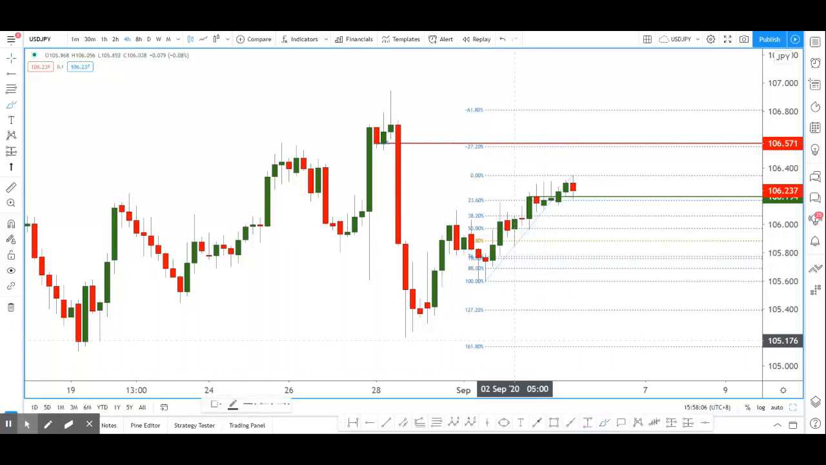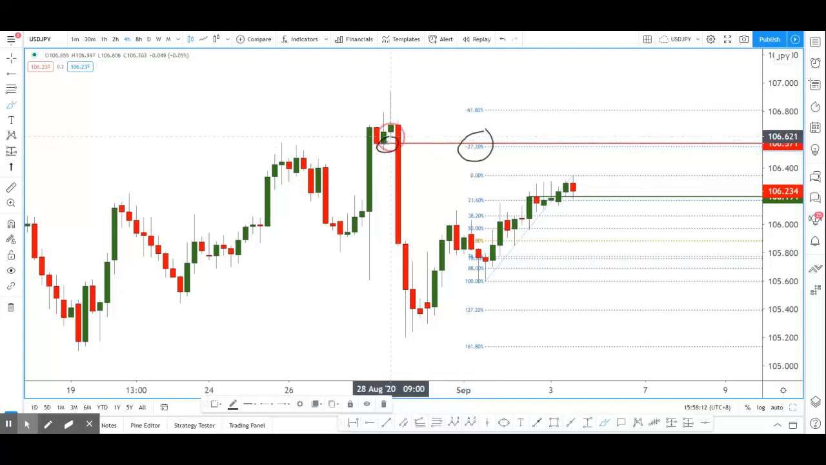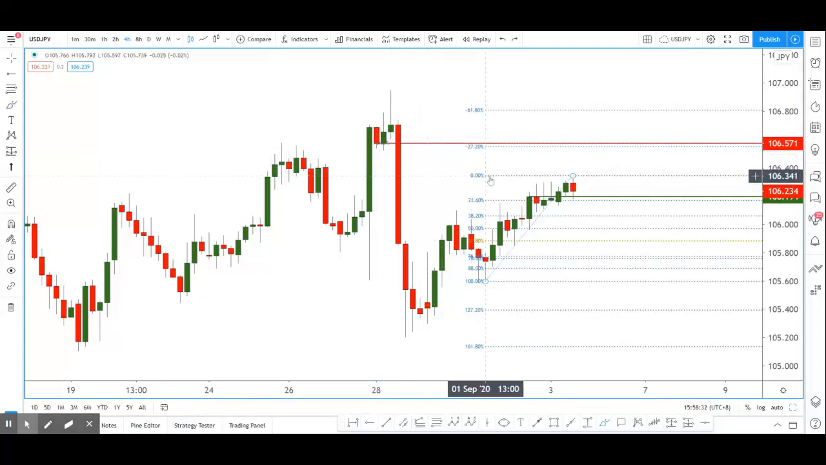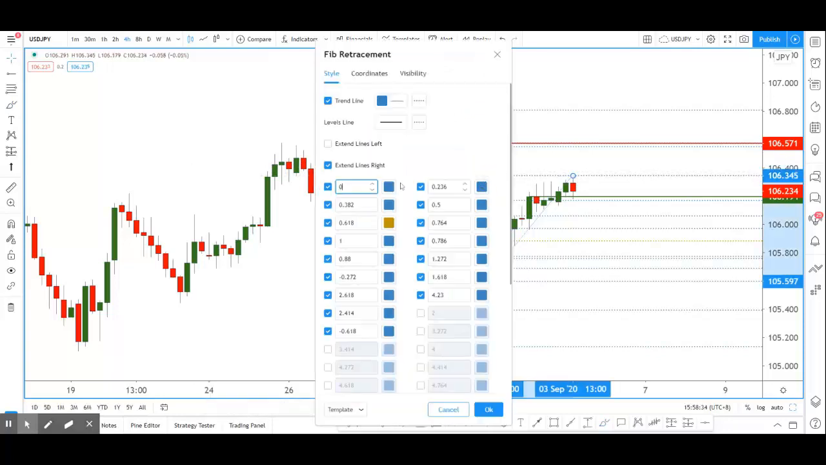Now, an interesting point to note is that the negative 27.2 Fibonacci retracement level also falls in line with our 78.6 Fibonacci retracement level that we just found, and it's also in line with our daily resistance. So this price level at 106.571 is a very strong level. It has graphical levels, it has Fibonacci levels found on multiple time frames as well. But I'll just go ahead and highlight the 23.6 Fibonacci retracement and the negative 27.2.